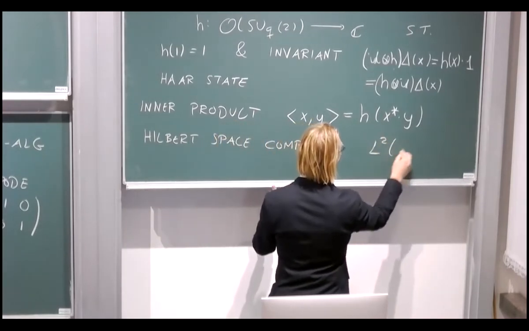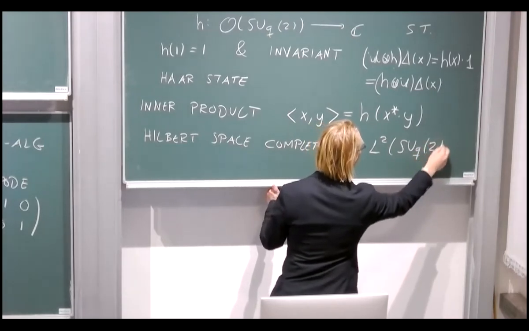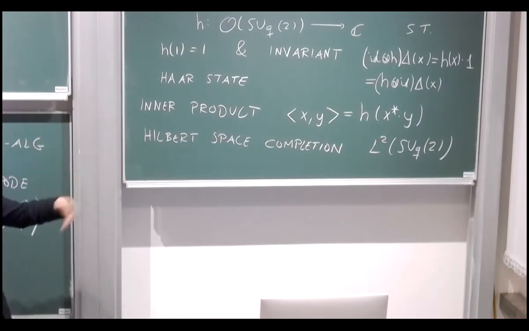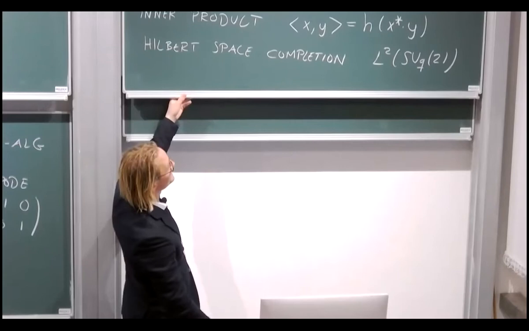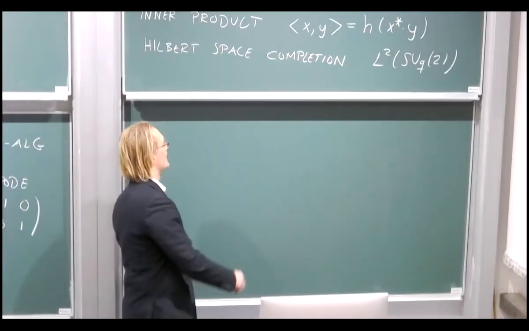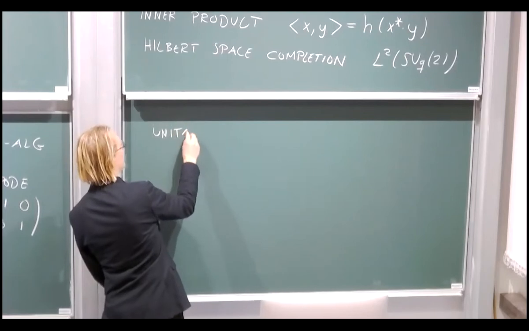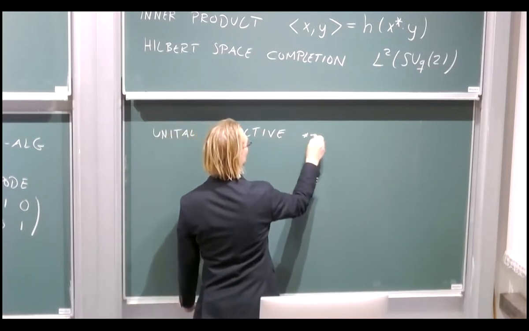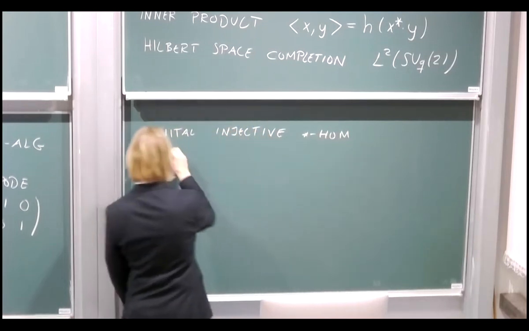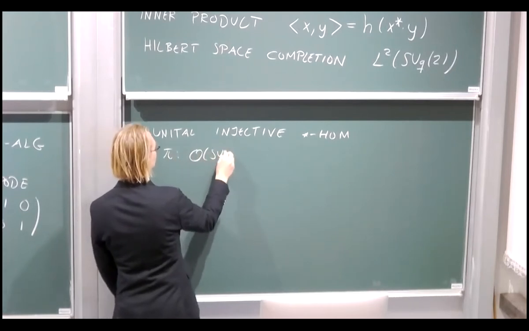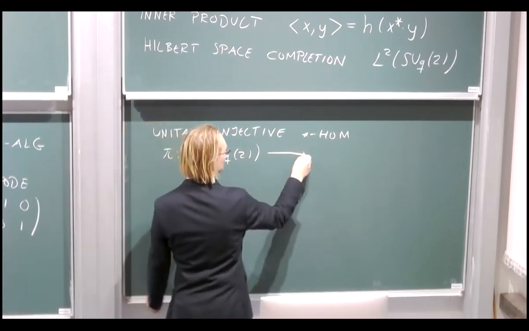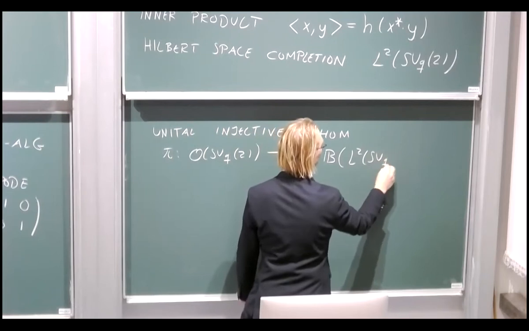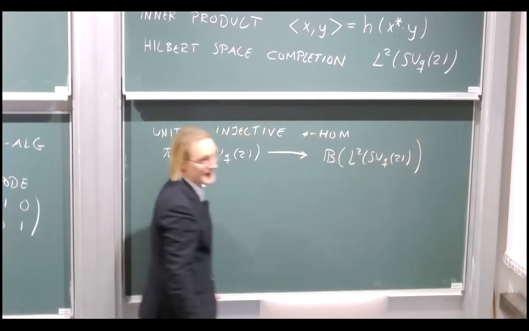It's called L2 of SU_q(2). So this is the Hilbert space, and the cornered algebra for quantum SU(2) acts on this Hilbert space via left multiplication. So I have actually a unital, injective *-homomorphism defined on this cornered algebra into the bounded operators on this Hilbert space. And this is via left multiplication.